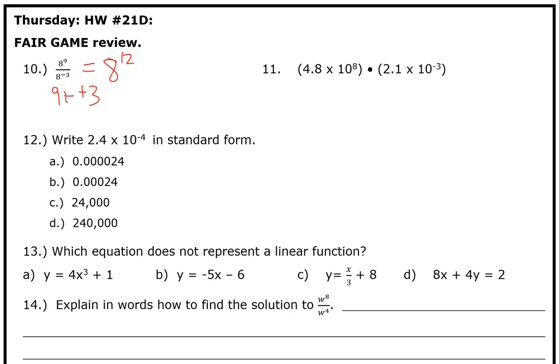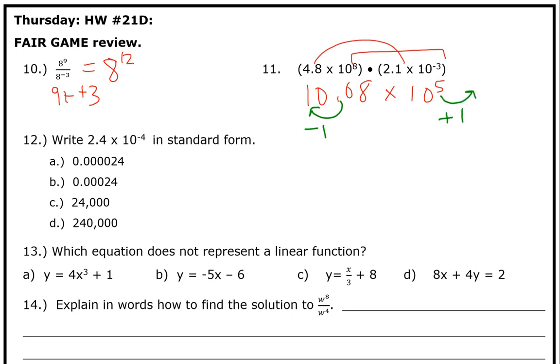For question number 11, we're multiplying scientific numbers. So remember, when you're multiplying scientific numbers, you multiply the coefficient times the coefficient. So 4.8 times 2.1 is 10.08. And then you add the powers of 10. And 8 plus negative 3 is 5. The last step is to double check your coefficient. Make sure it is a single digit number lower than 10. Ours is not. So we need to move the decimal for the coefficient one place lower and the power of 10 one place higher. The final answer is 1.008 times 10 to the 6th.